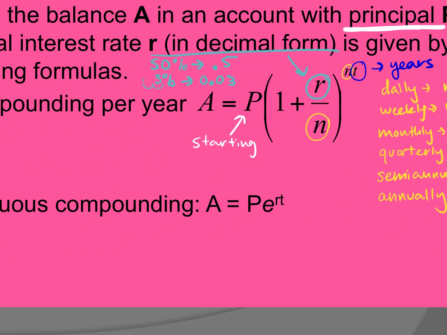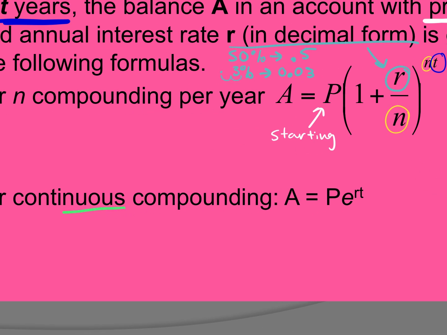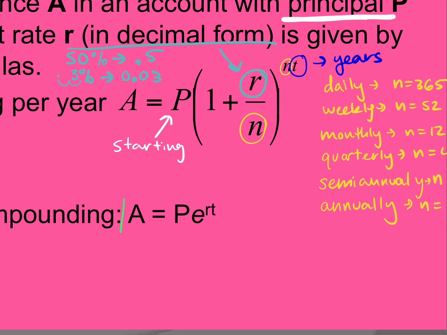Now, if something's compounded continuously, so if it says continuously compounded or compounding continuously, it's got to have that word continuous in it. Then we use a different formula. We're going to use our A-PERT formula. So it's A is equal to P, which again is our starting amount, times e to the power of RT. E is just the button in our calculator. R is our rate again, and T is the amount of years.